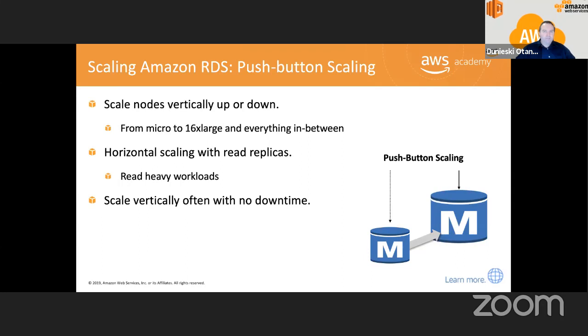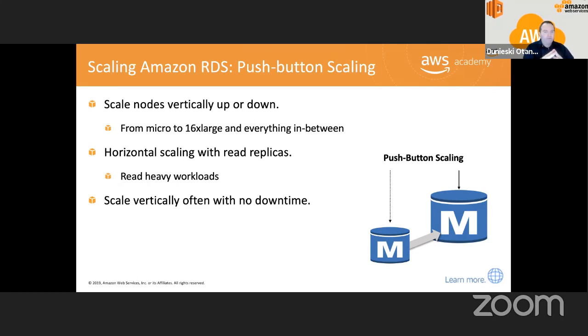So, scaling Amazon RDS: push-button scaling. Scale nodes vertically, up or down, right? And horizontal scaling with read replicas for read-heavy workloads, just in case you need to improve performance. Scale nodes vertically up or down from micro to 16x large and everything in between. That's the way you scale up. Horizontal scaling, which is scaling out, what do you do? You create a replica, right?